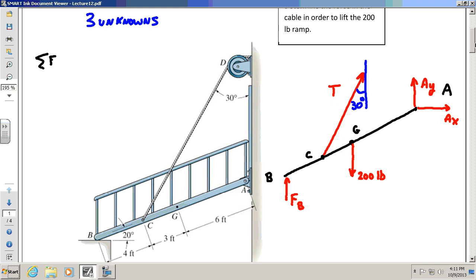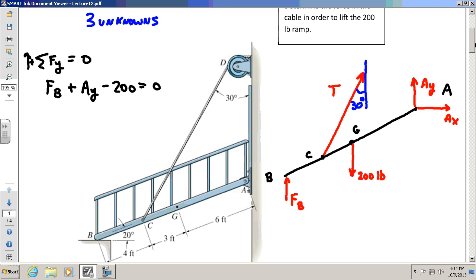Sum of forces in the y direction, up being positive. Really the equation is this. According to my free body diagram, it's FB plus AY minus 200 equals 0. According to my free body diagram, that is the correct equation, because FB and AY are up, 200's down. So what's wrong? This can't work, because if I write out all my equations, I can't solve 4 unknowns.